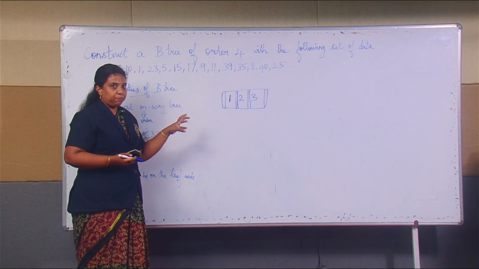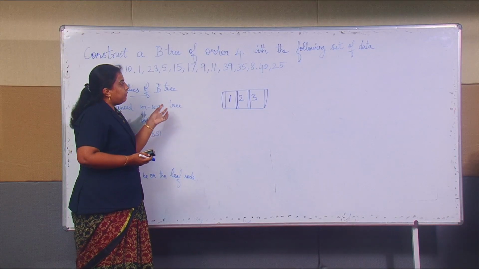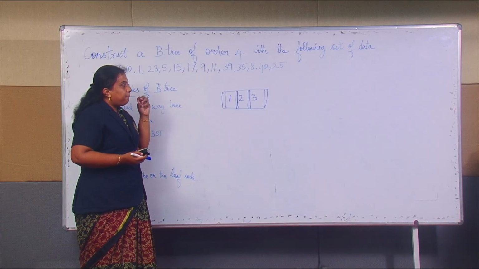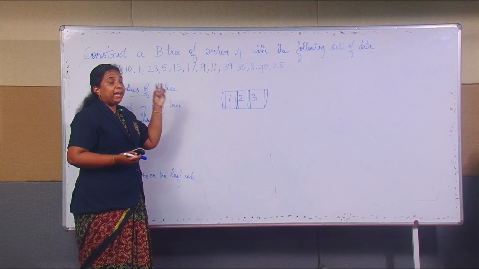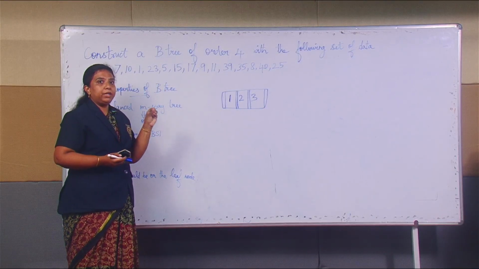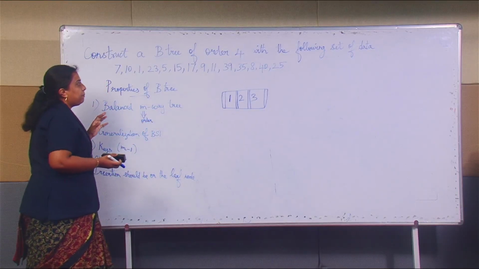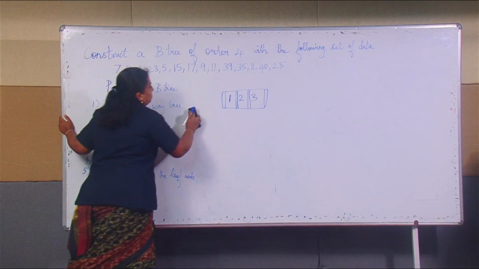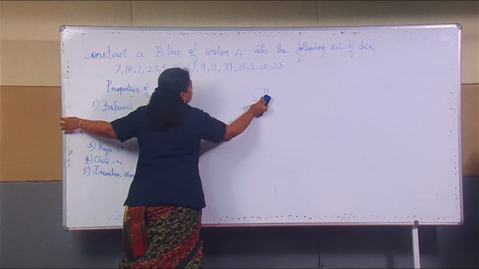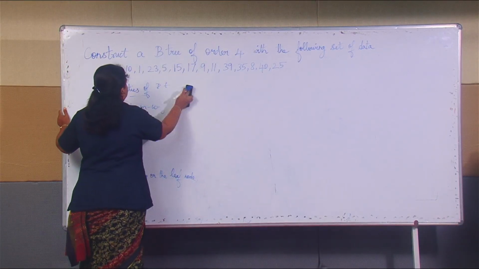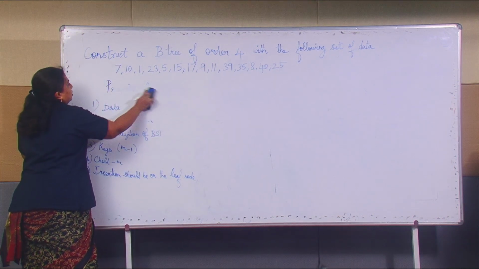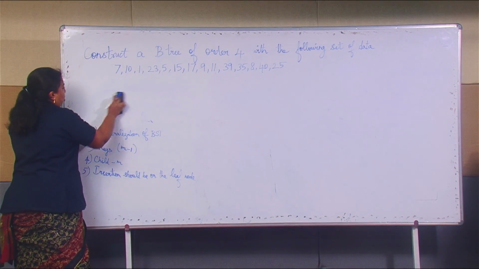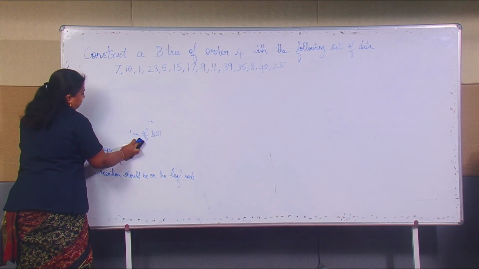But if there is no space in the leaf node, then the values can be pushed up to the parent node if that element is a middle element, okay. So we'll see step by step. So we'll solve this problem step by step. Make sure you follow all these properties while solving this problem.